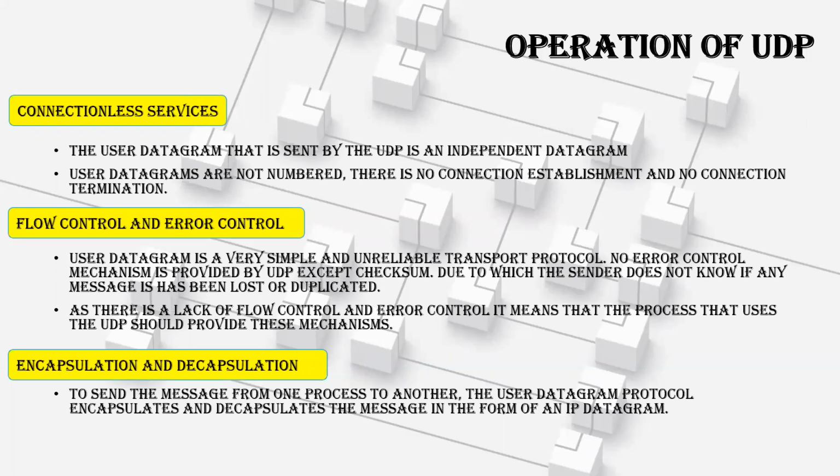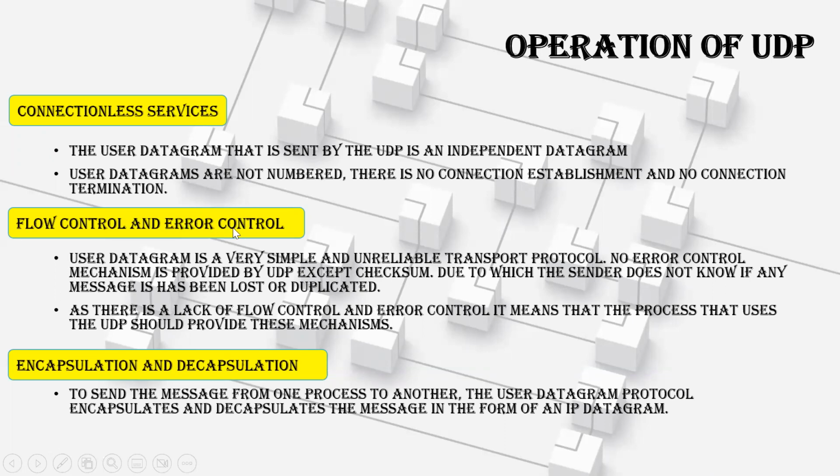And these are the operations of UDP: connectionless services, flow control and error control, and encapsulation and decapsulation. In connectionless services, the user datagram that is sent by UDP becomes an independent datagram. Each and every datagram is independent with its own characteristics, and it is not numbered. There is no connection establishment and no connection termination. Where the connection starts and where it ends, nobody knows. That is why we call it connectionless service.